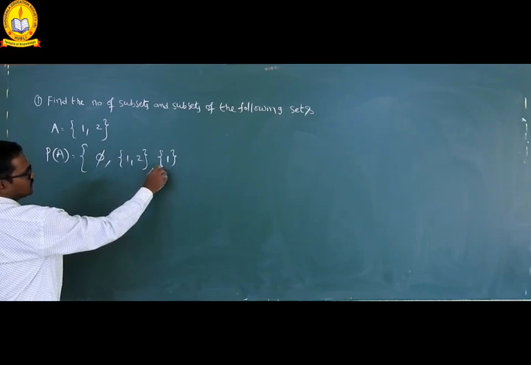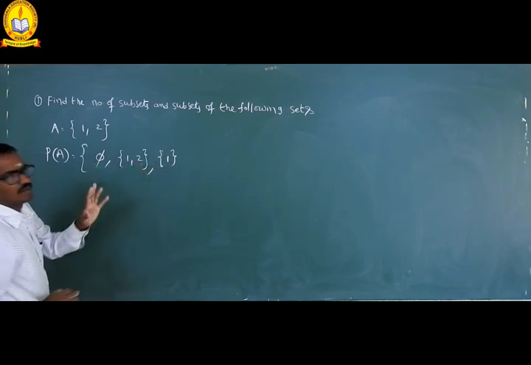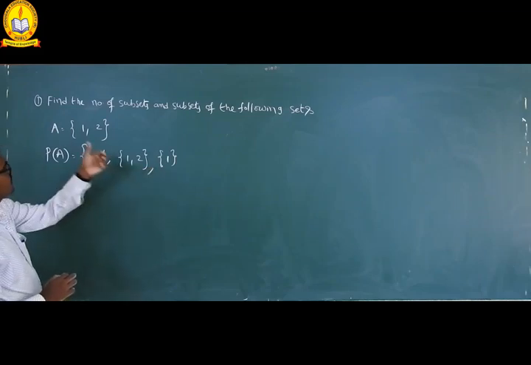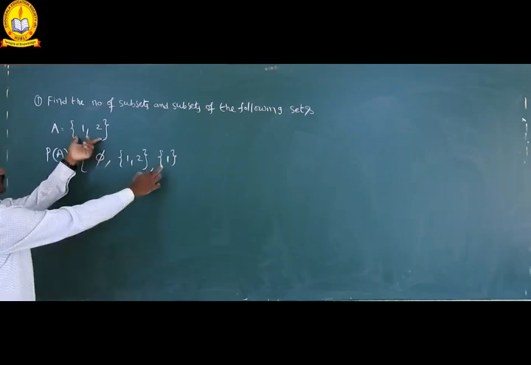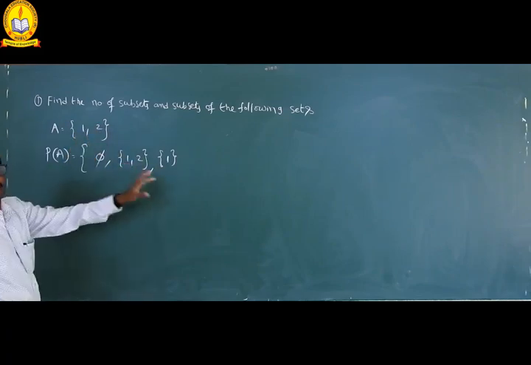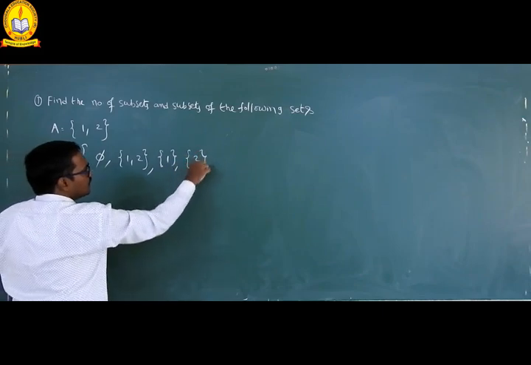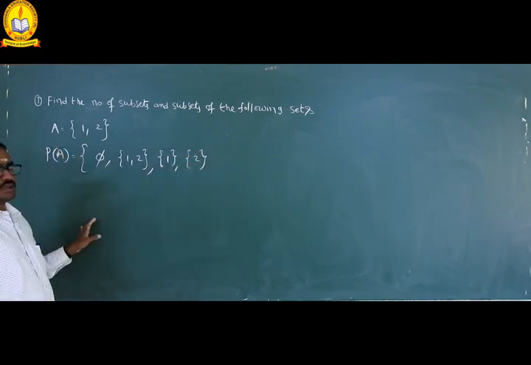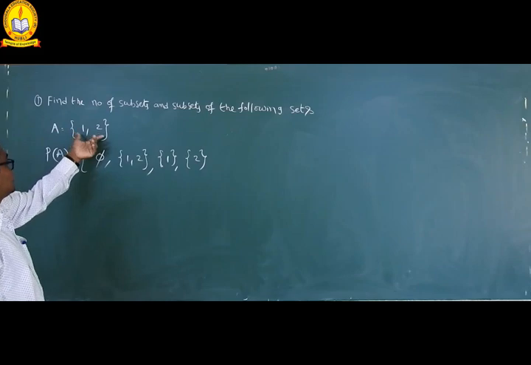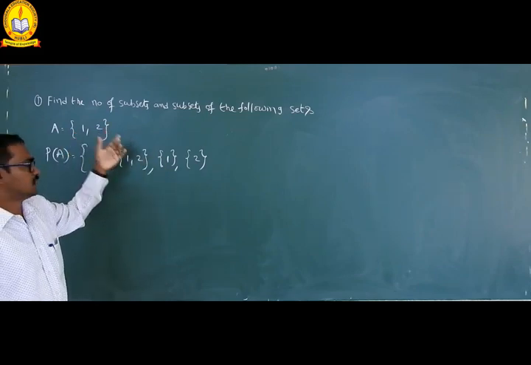Next, the third subset is singleton {1}. It is a set that has only one element. Does this element lie in this set? Yes, 1 is already in this set. Thus it is a subset of A. So I am taking this one as a subset. Next one, singleton {2}. It has only one element. Does this element lie in this set? Yes. Thus it is a subset of A. So I am taking singleton {2}.